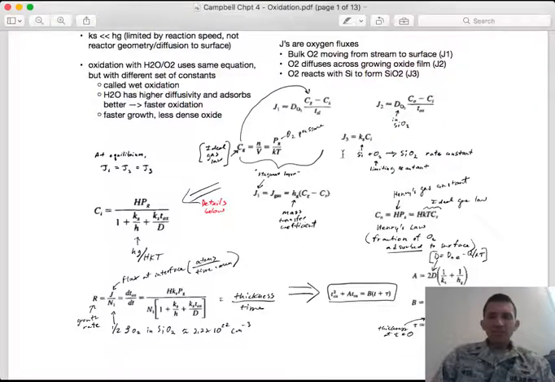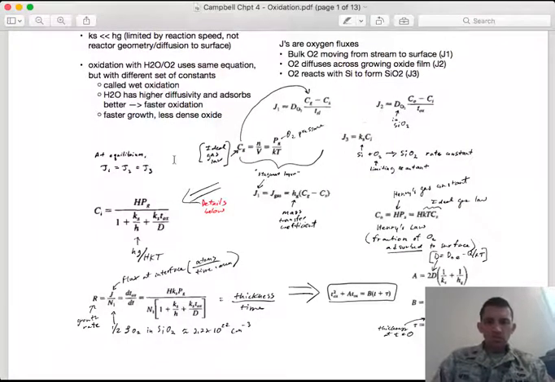And then at the interface, we have a flux where we are consuming the oxygen to form the oxide. So we have silicon plus O2 gives us SiO2, and we would have some rate constant here that describes how rapidly that reaction is proceeding in the forward direction. That rate constant is K sub S, and so our flux at the surface is K sub S times the concentration at the interface. And so that gives us J1, J2, and J3.